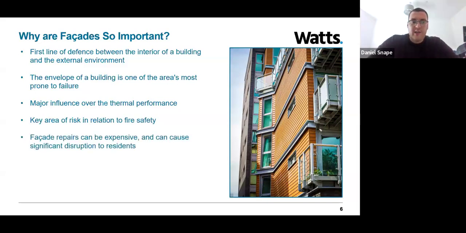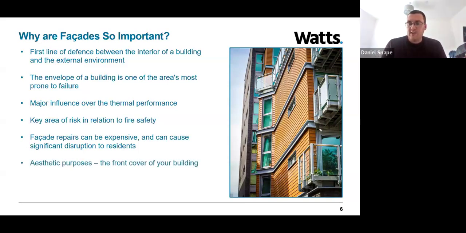Another key reason, and perhaps one of the most important reasons for block management, is that facade repairs can be very, very expensive, and works can cause significant disruption to tenants, and potentially in some instances even temporarily prevent them from occupying their demise.